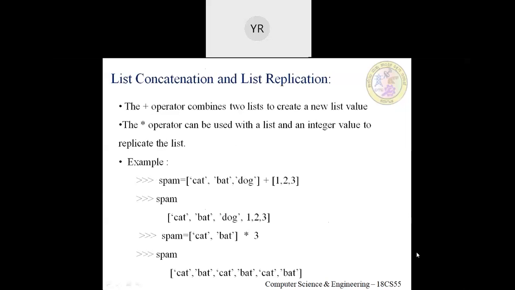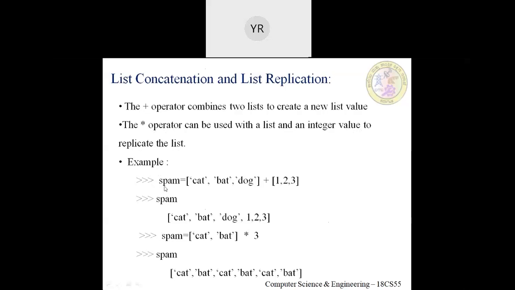We know that in strings also we have studied the plus operator is used as the concatenation operator. Here also the plus operator combines two lists to create a new list value. So if you want to concatenate two lists, the operator used is plus, and the star operator, the asterisk operator, can be used with a list and an integer value to replicate the list. Let's see with an example.